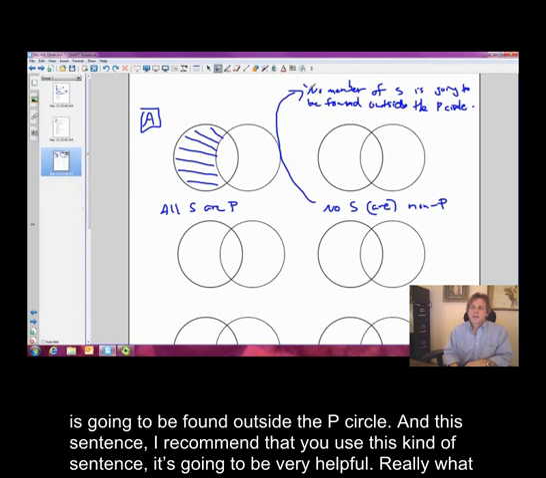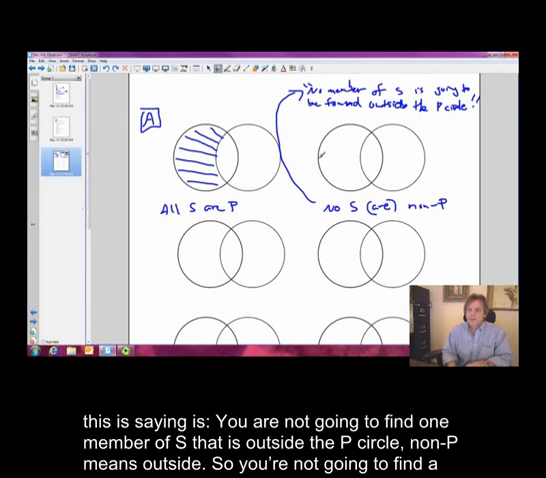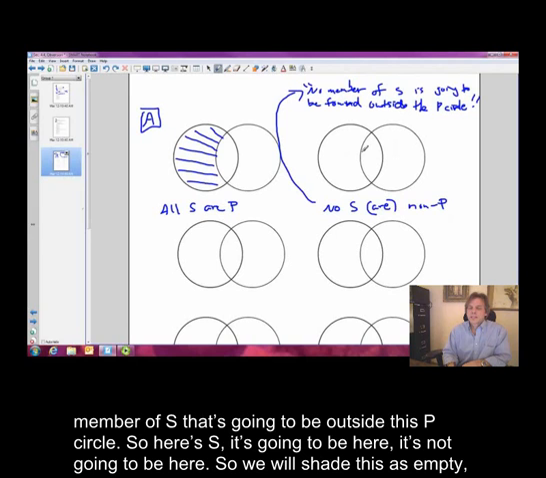And this sentence, I recommend that you use this kind of sentence. It's going to be very helpful. Really what this is saying is you are not going to find one member of S that is outside the P circle. Non-P means outside. So you're not going to find a member of S that's going to be outside this P circle. So here's S. It's going to be here. It's not going to be here. So we will shade this as empty.